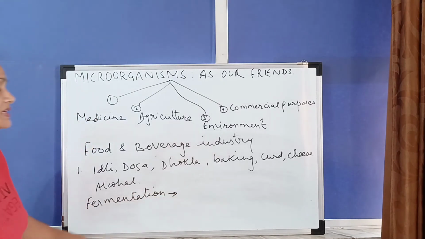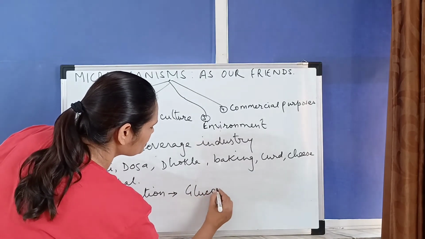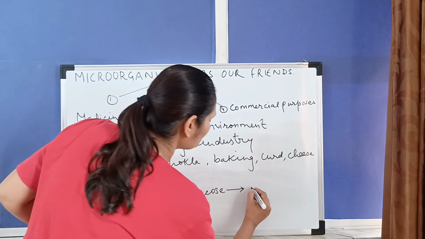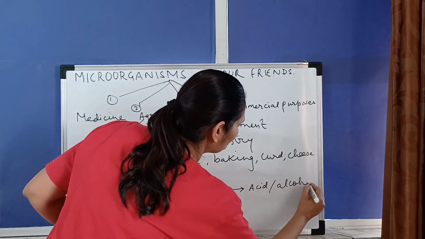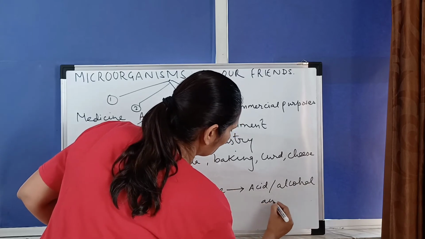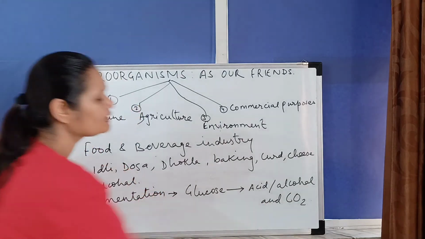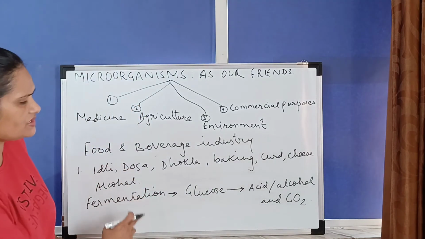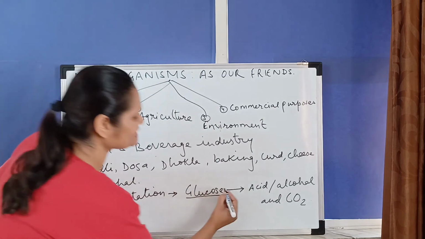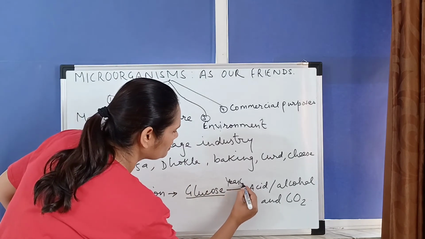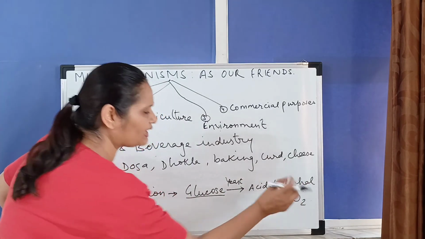Now what is this fermentation? Fermentation is when microorganisms convert the glucose into acid or alcohol and carbon dioxide. CO2, I am writing for carbon dioxide, right? So fermentation is the process in which microorganisms act on this glucose. For example, yeast, right? Yeast acts on the glucose and then converts it into alcohol and carbon dioxide.